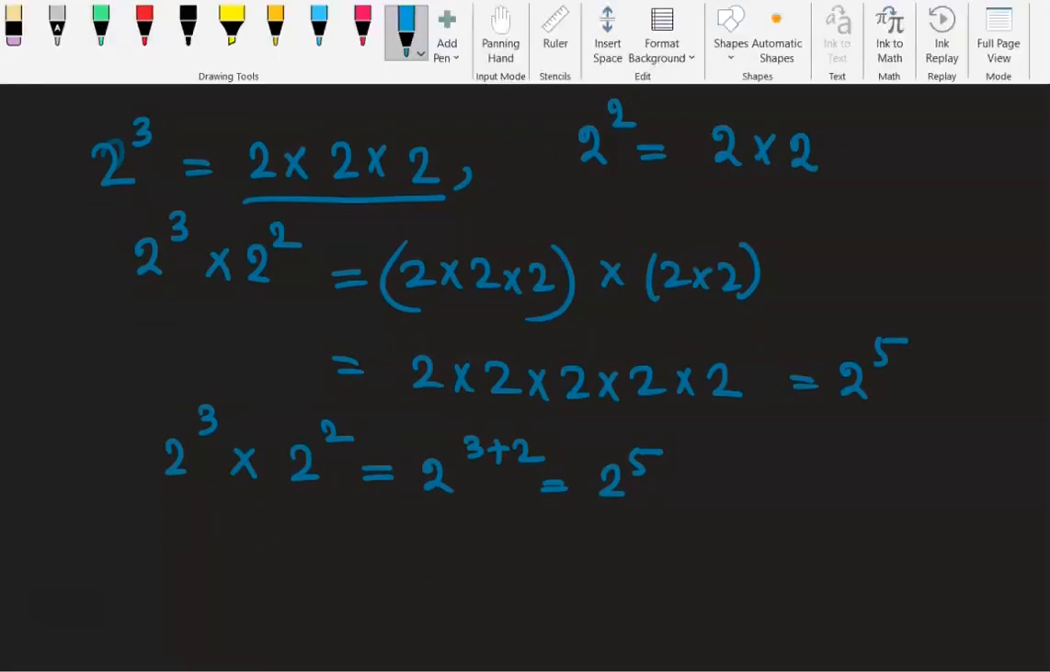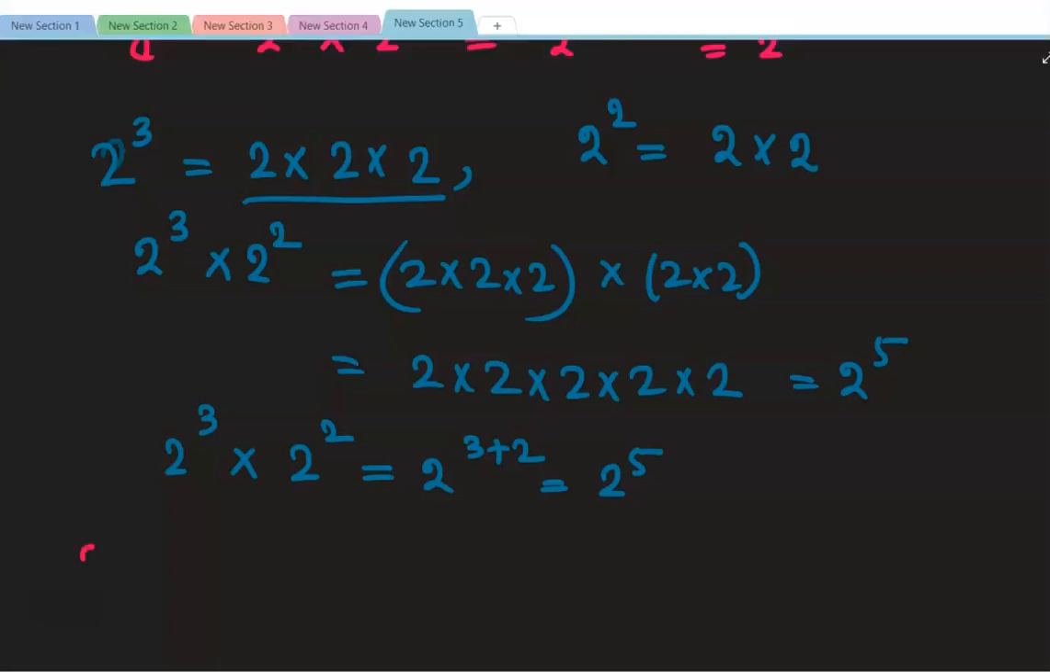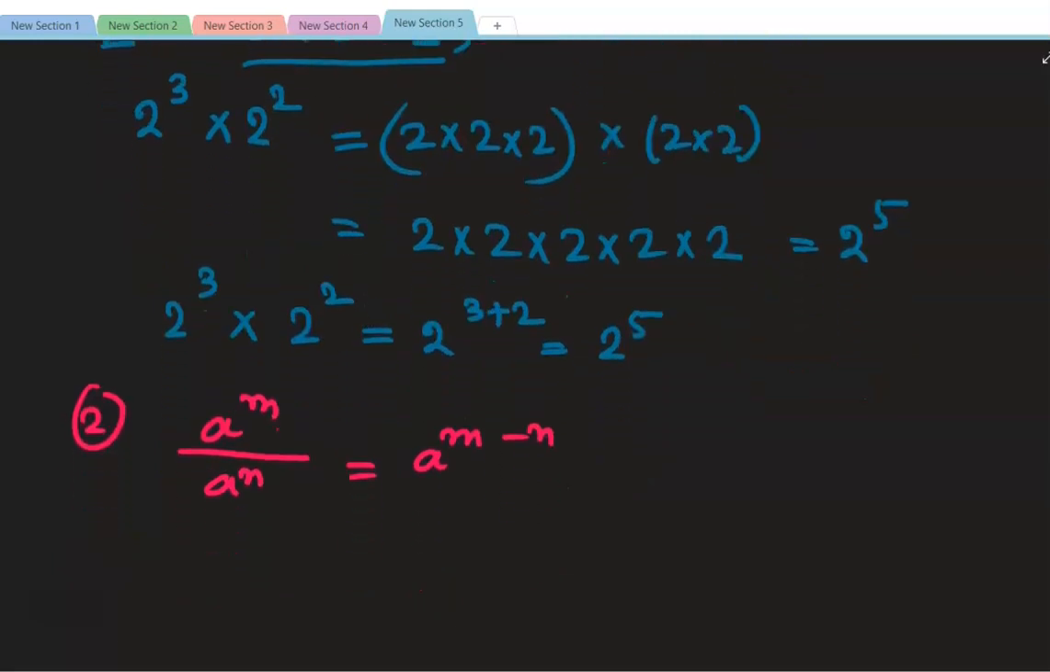Now let's do the second law. The second law is a to the power m divided by a to the power n, that is equal to a to the power m minus n. So if you take an example, 3 to the power 4 divided by 3 to the power 2, using this formula you get 3 to the power 4 minus 2, that means 3 to the power 2.